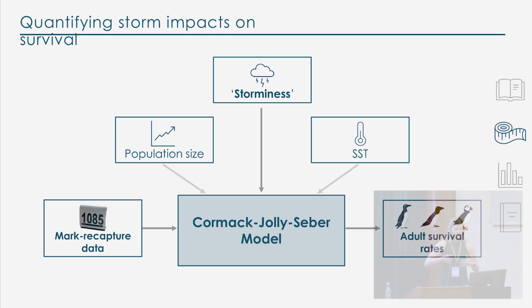So now we just combine all that information together, and I'm using Cormack-Jolly-Seber models to estimate adult survival. A Cormack-Jolly-Seber model is a model that's been specifically developed to estimate survival rates from mark-recapture data. You can also include covariates in Cormack-Jolly-Seber models. So obviously storminess is my main covariate, but I'm also including population size to account for any density-dependent impacts on survival, and I'm including sea surface temperature to account for any food supply impacts on survival.